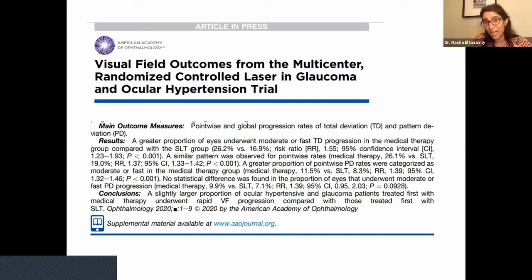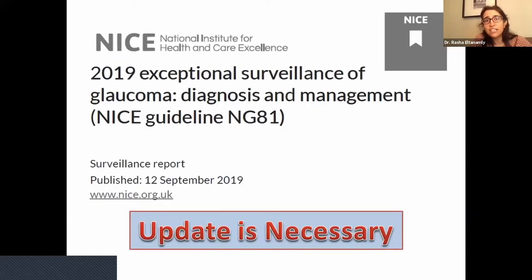So these two results of the LIGHT trial can be very intriguing, and they can lead us to change our practice patterns. And this is actually what happened. The NICE guidelines, the National Institute for Health and Care Excellence in the UK, have updated their guidelines following the LIGHT study to include laser SLT as a primary modality of treatment in cases of recently diagnosed open angle glaucoma and ocular hypertension.